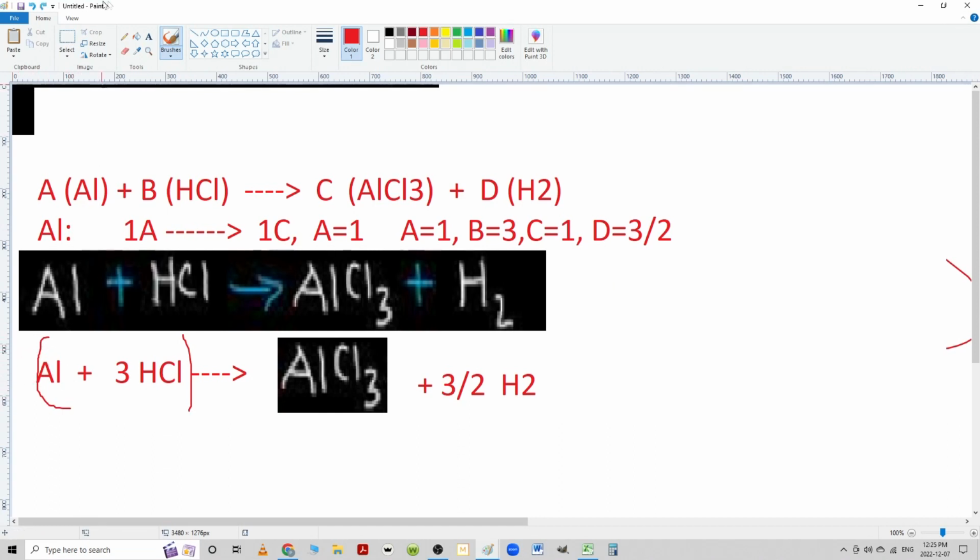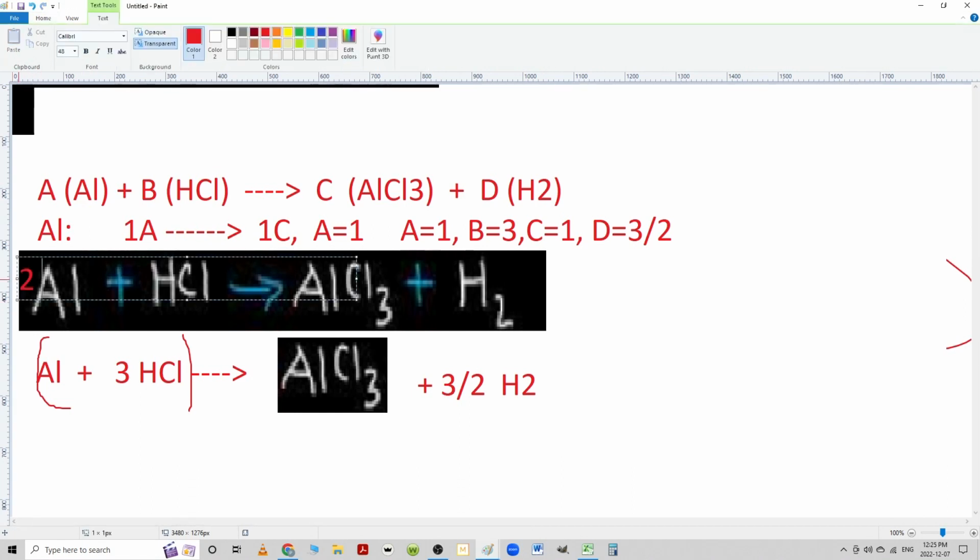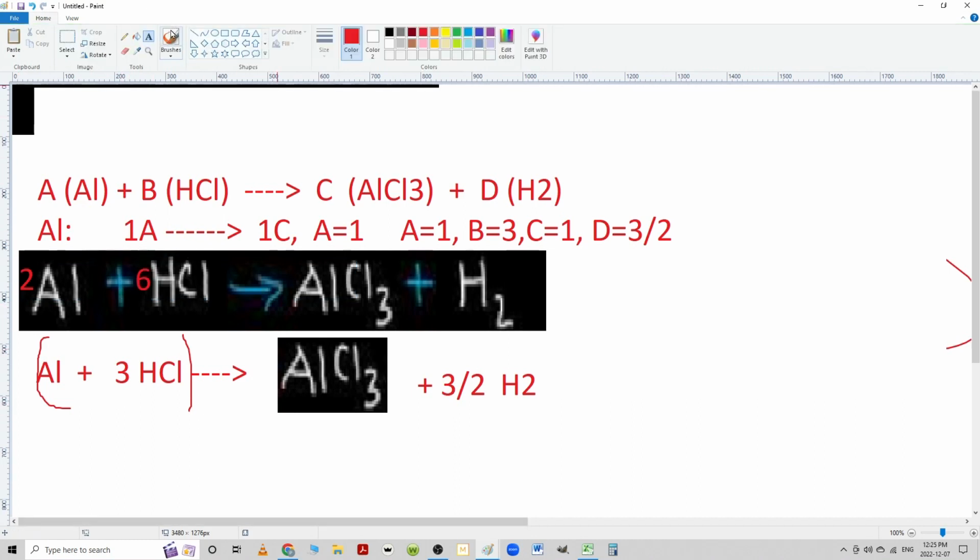So that means we'll have a 2 in front of my Al here, and I will have a 2 times 3, which is 6. The idea of algebra is you have to multiply what's in front of the Al, which is 1, and what's in front of the HCl, which is 3. I get 6. And then I have to multiply my right side by 2.